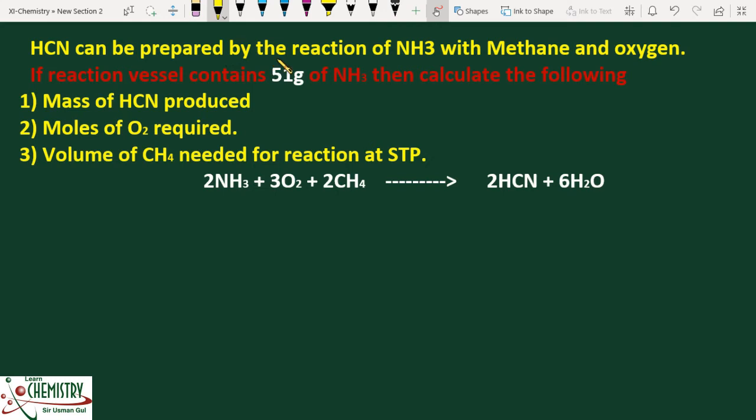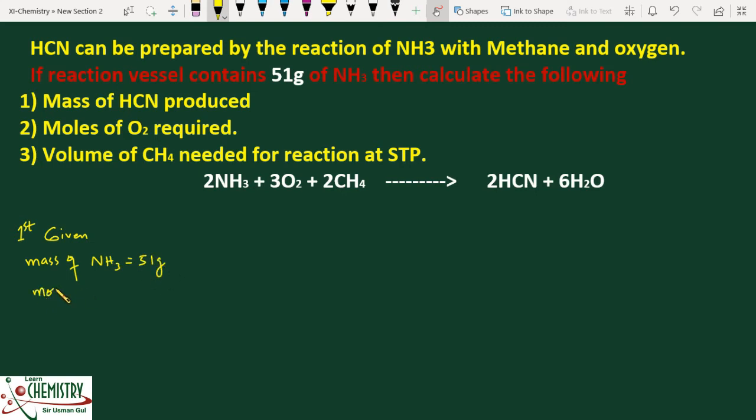Okay, now the calculation based on balanced chemical equation. HCN can be prepared by the reaction of ammonia with methane and oxygen. If the reaction vessel contains 51 gram of ammonia, then calculate the following: first, mass of HCN produced; second, the moles of oxygen required; third, volume of CH4 needed for the reaction at STP. Now you can see we have the balanced chemical equation, and this balanced chemical equation basically shows the moles of the chemicals.